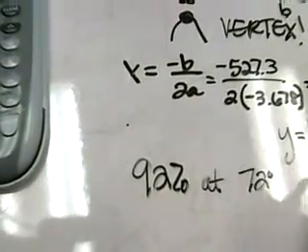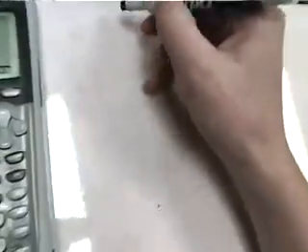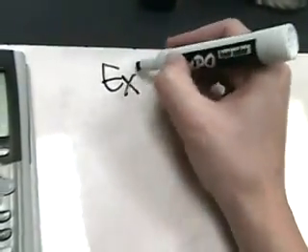So that vertex is your most important part. When you see that greatest or maximum, that's your important part there. Okay, let's take a look at example 6. Example 6.